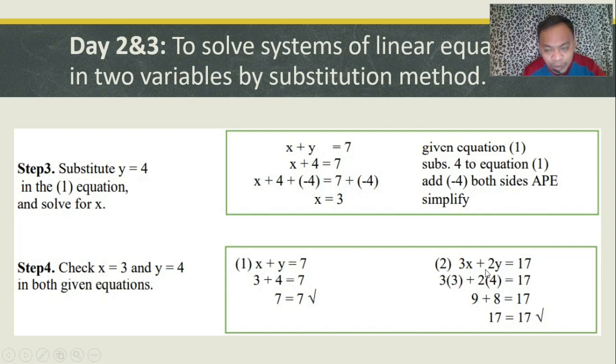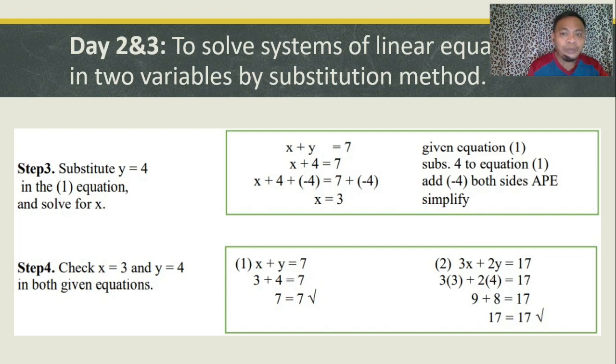Then for our second equation, we have 3x plus 2y is equal to 17. Our x is 3 and our y is 4, di ba? So 3 times 3, 9, di ba? Then 2 times 4, 8. So 9 plus 8 is 17. Then equal to 17. So tama po yung sagot natin. So therefore, yan po yung solving linear equations in two variables by substitution method.